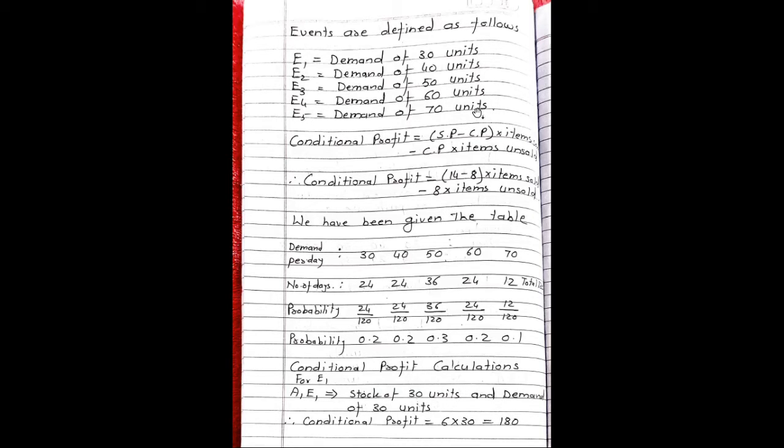Now we will derive the formula for conditional profit. Conditional profit is equal to (selling price minus cost price) into items sold minus cost price into items unsold. So as far as this problem is concerned, conditional profit is given as (14 minus 8) into items sold minus 8 into items unsold, which is nothing but 6 into items sold minus 8 into items unsold.